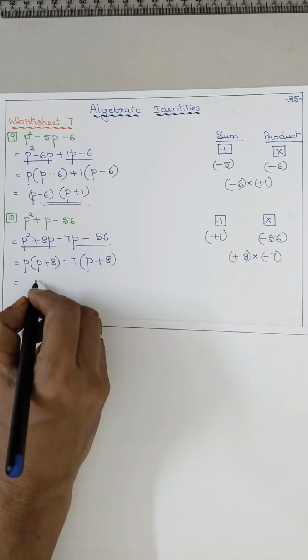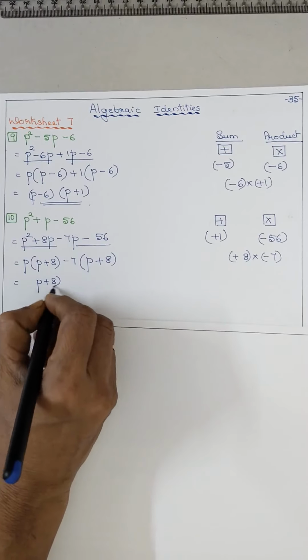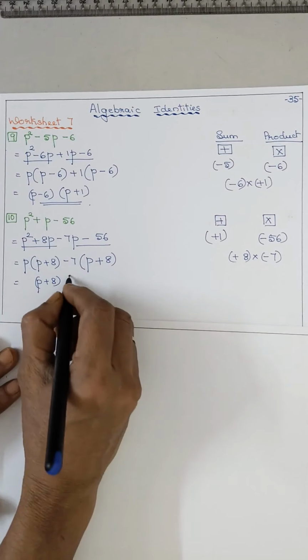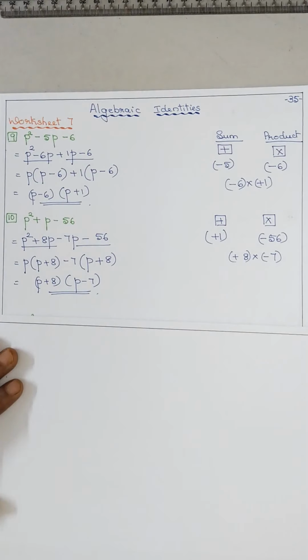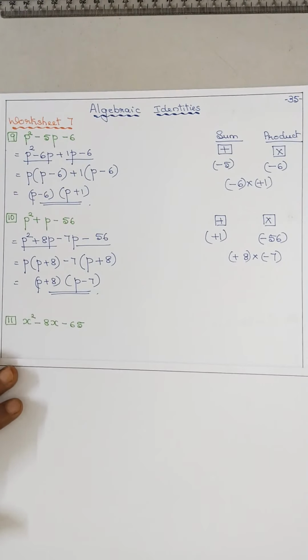Now within the bracket it is p plus 8. What's remaining? p minus 7. Is it okay?